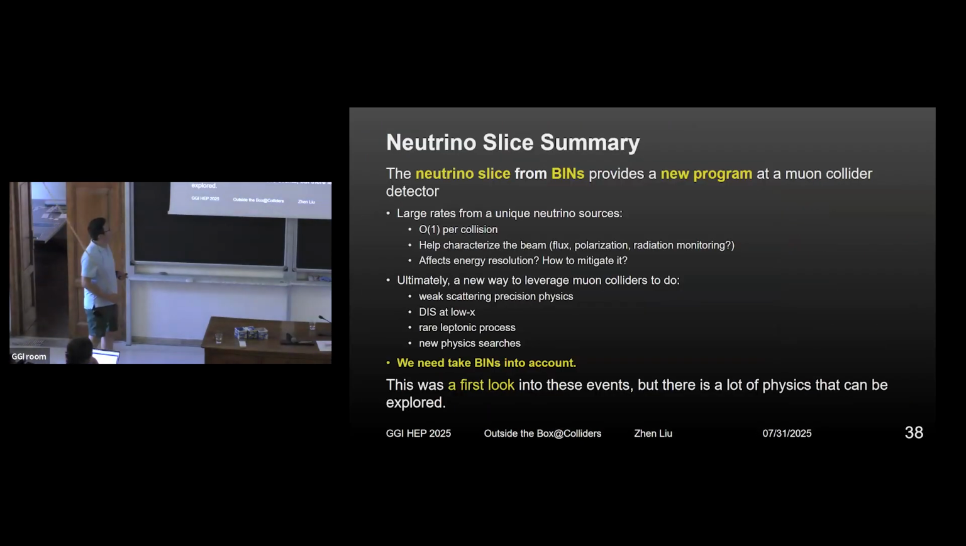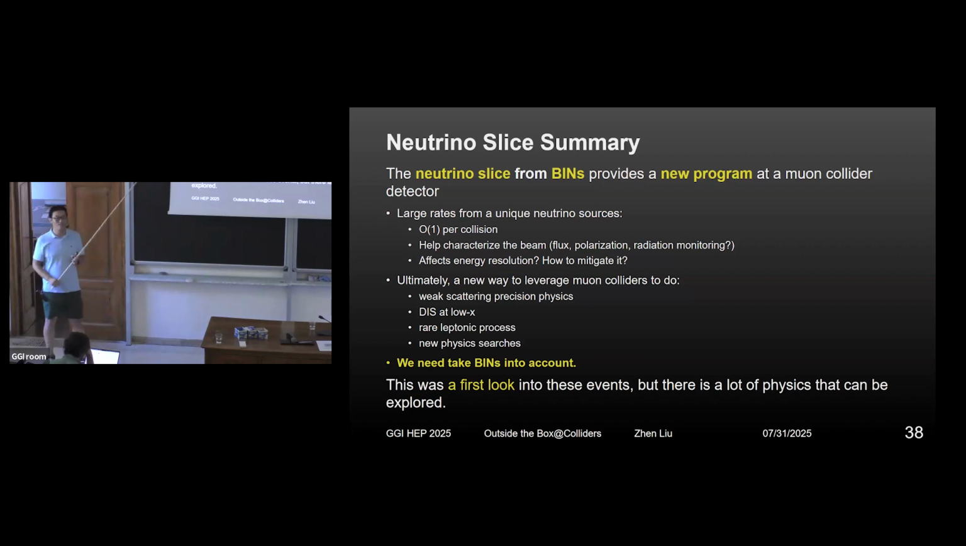I don't have much time left, but I want to mention this neutrino slice summary. I think the neutrino slice from the beams provides a new program at a muon collider detector. You can view it from two perspectives. One is that this is a large rate from a unique neutrino source, which really helps us characterize the beam, and it may be a nightmare for our detector friends. It's a lot of energy deposition in a particular module. They worry about all sorts of stuff, but I think it's an interesting opportunity.